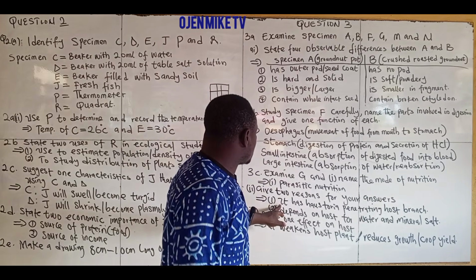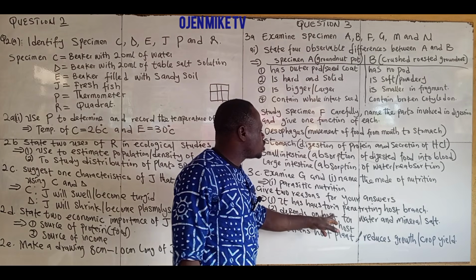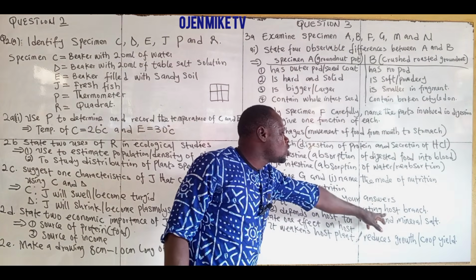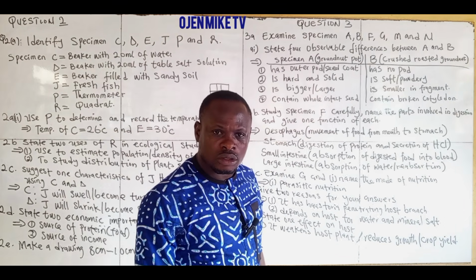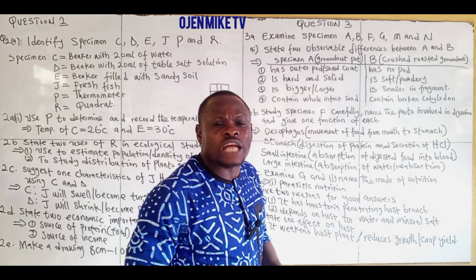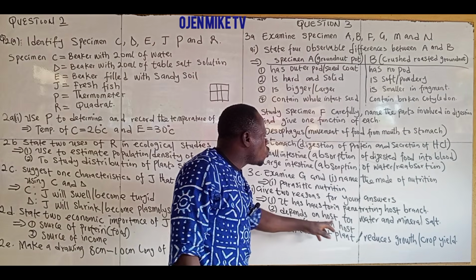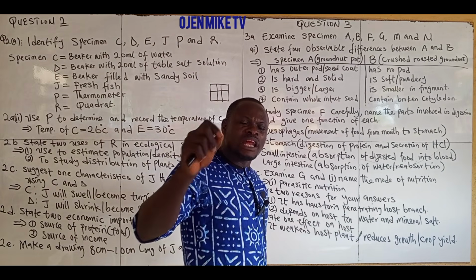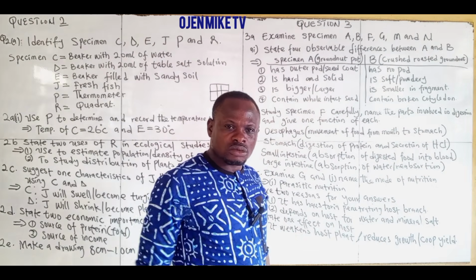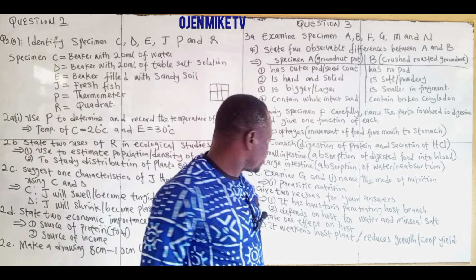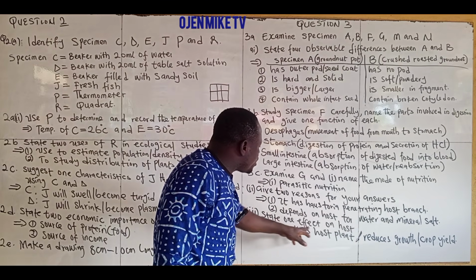2. Give 2 reasons for your answer. The reasons are: 1, it has haustoria penetrating through the host branch. They use their haustoria to penetrate through the host branch. 2, it depends on the host for water and mineral salt. Are you following?